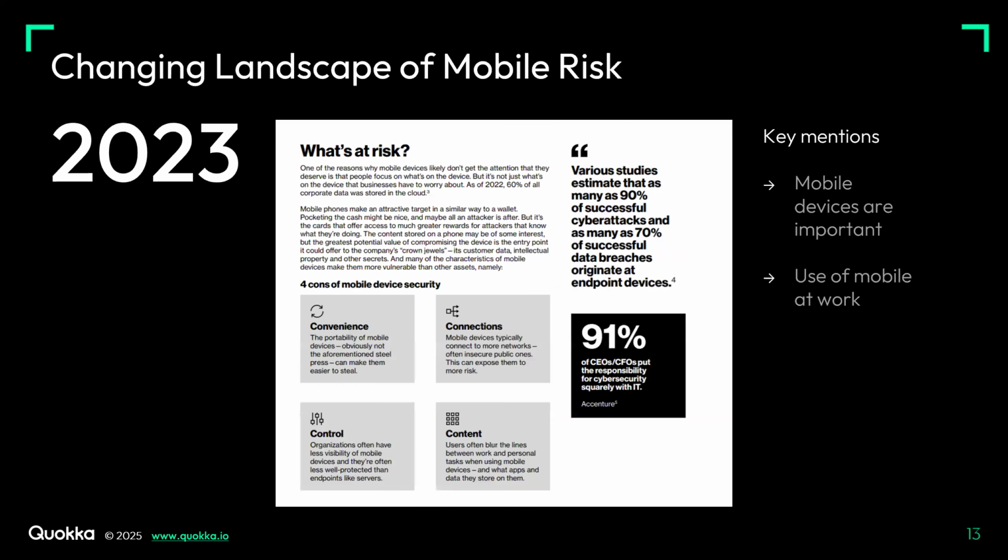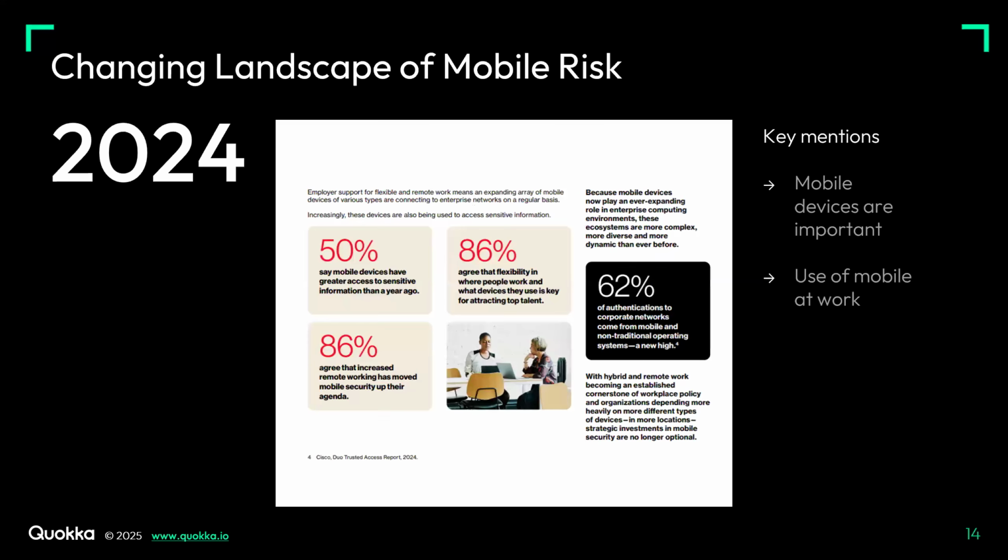In 2023, it basically says the same thing. There are studies that estimate that cyber attacks on mobile are increasing. Mobile apps are getting connected into your cloud systems and backend, i.e. people use it for work. It's the same thing, right? In 2024, the message was pretty much the same. 50% of the devices have access to corporate information, 86% agree that flexibility and meeting people where they work is great. So again, the message is the same. Mobile devices and mobile apps are important. People are using it for work.